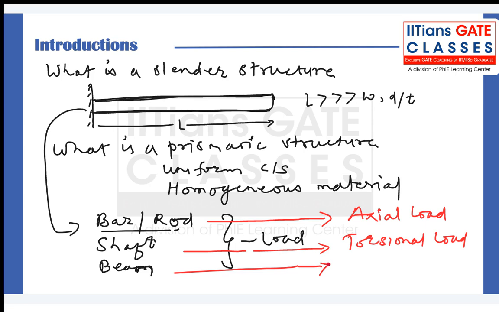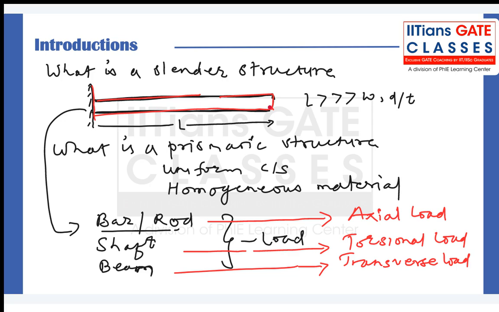Torsional load you apply. In case of beam, we classify the load as what? Transverse load. Or bending moment. Like point load, UVL, UDL, these are transverse loads. You need to classify them as transverse load. So if on this slender structure your load is axial load, then this is known as what?